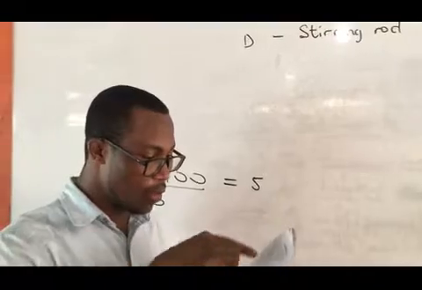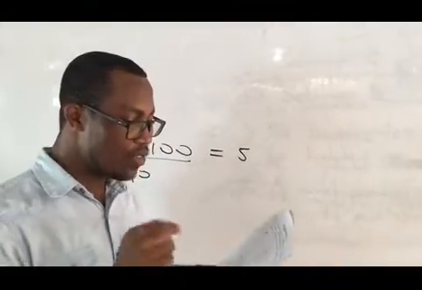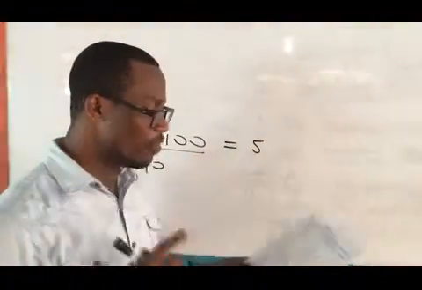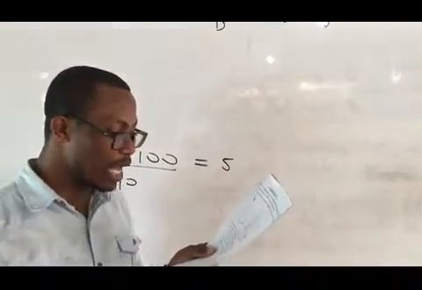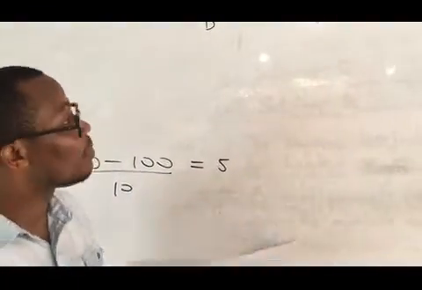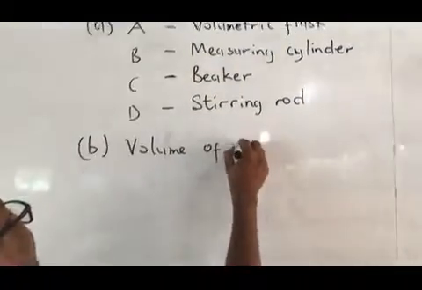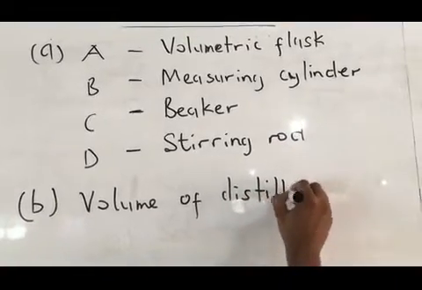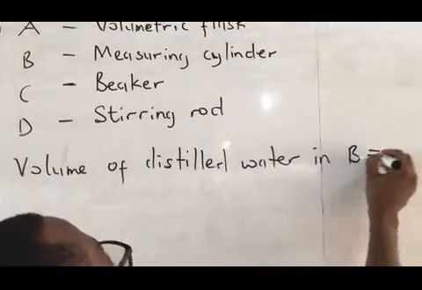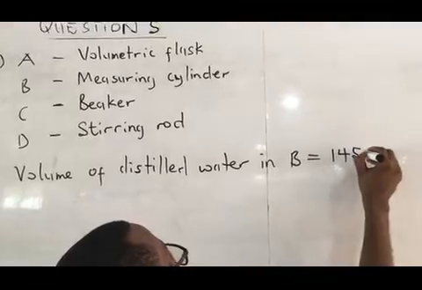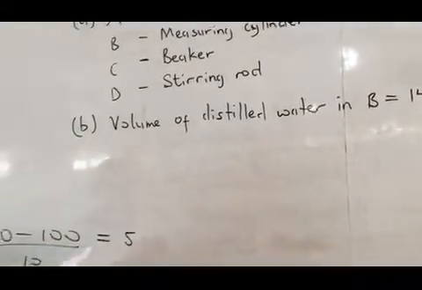Now, if you count from the diagram, you can see that the level of the water is pointing to the 9th division after the 100. So if you multiply the 9 by the 5, that will give you 45. And you add it to the 100, that will give you 145. So the volume of the distilled water in B is therefore equal to 145 centimeter cube. So that is B.